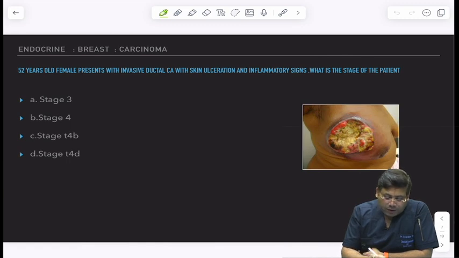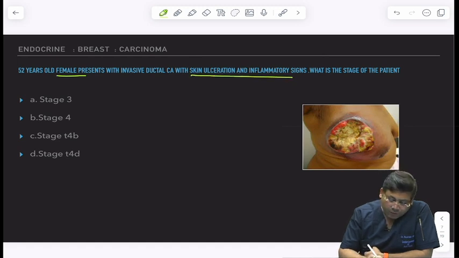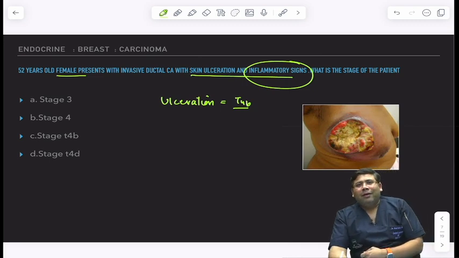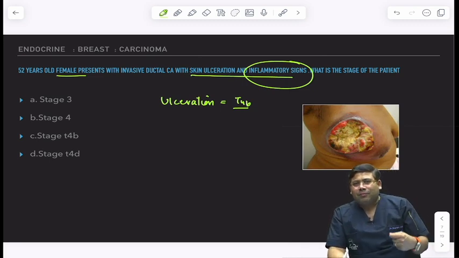So this was a patient, a 52-year-old female, who presents with invasive ductal cancer with skin ulceration and inflammation. So ulceration of the skin, you know, qualifies for T4B. An inflammatory sign will always be present at the ulcerative end. So don't think that it's T4D also, because merely inflammatory signs are not diagnostic of inflammatory carcinoma. Inflammatory carcinoma is actually the signs and symptoms of mastitis.